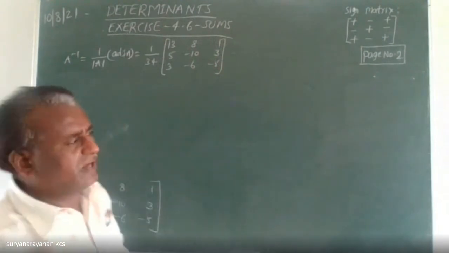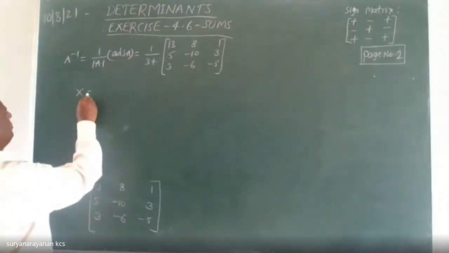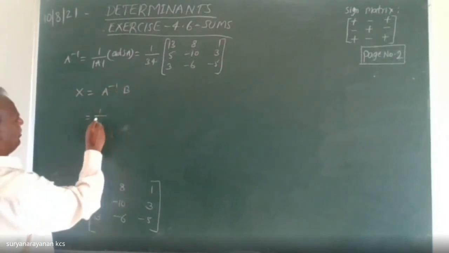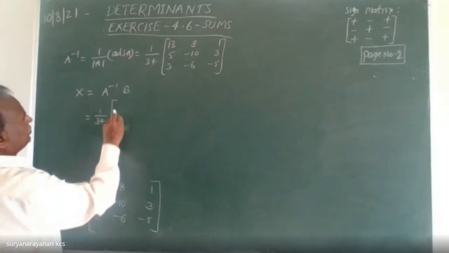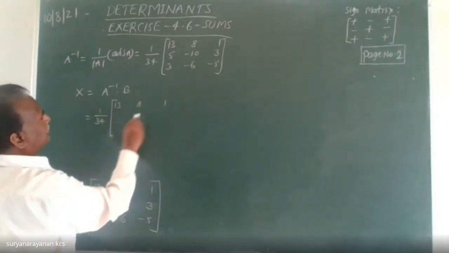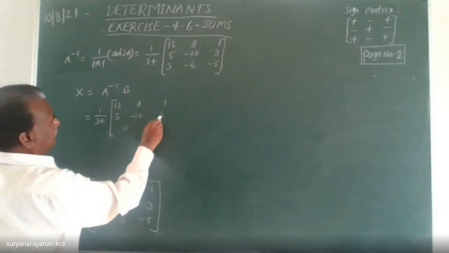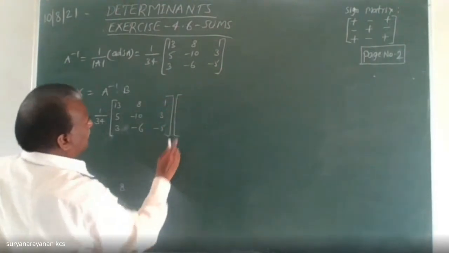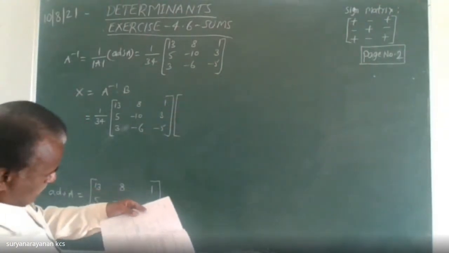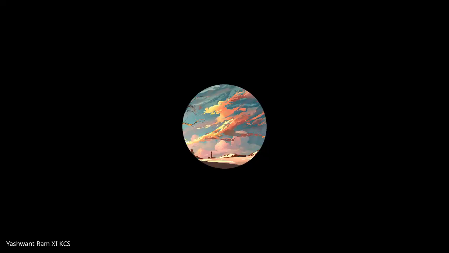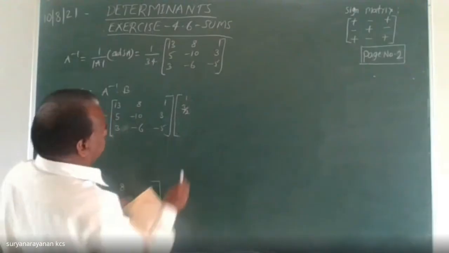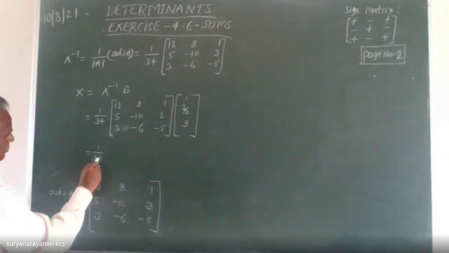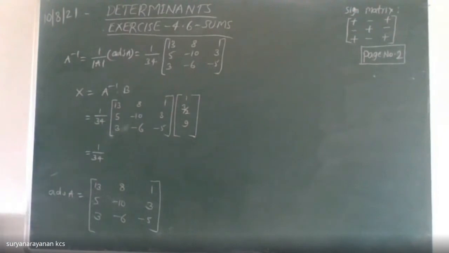Now, how to find X? Matrix X is equal to A inverse into B. What is A inverse? 1 by 34 into 13, 8, 1, 5, minus 10, 3, 3, minus 6, minus 5, into, what is matrix B? 1, 3 by 2, 9.